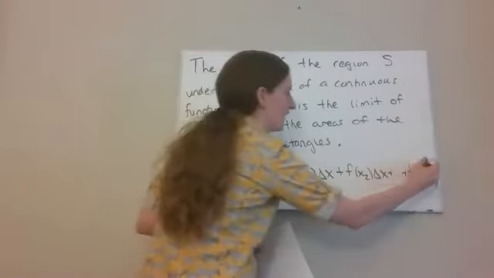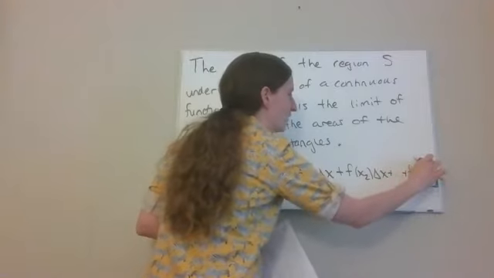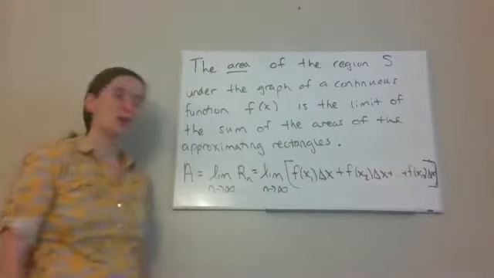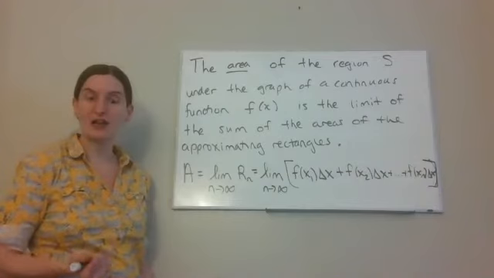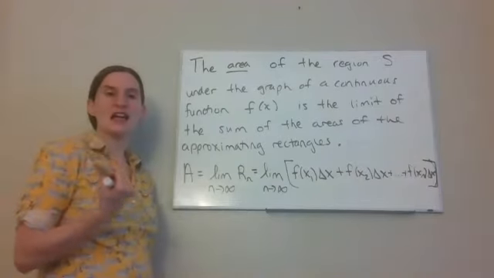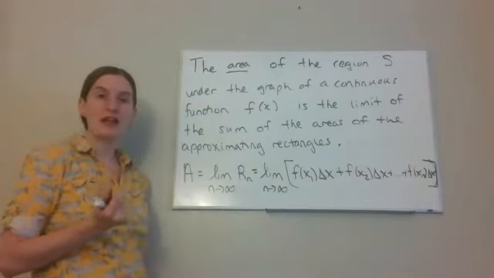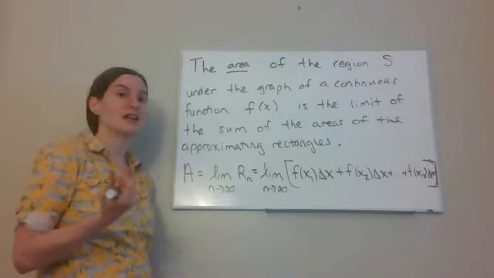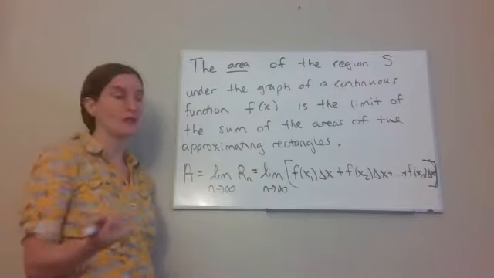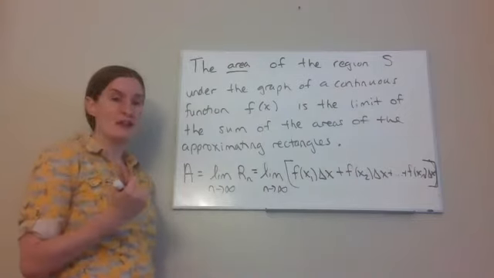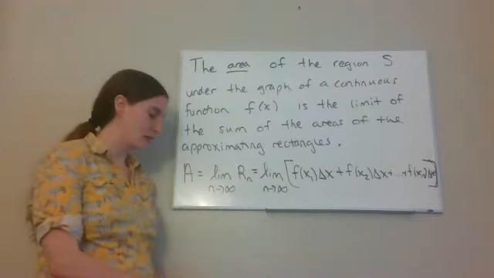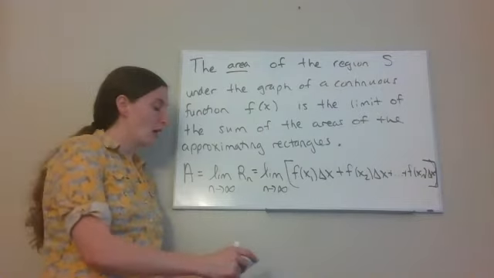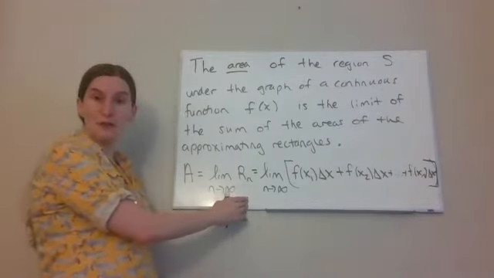So this is just saying, to get the area of that region, we're going to divide into n rectangles, and we're going to take a limit as the number of rectangles goes to infinity. So imagine dividing into infinitely many strips with infinitely many rectangles, then you will get the exact area underneath the curve. There's nothing saying we have to use right endpoints here.